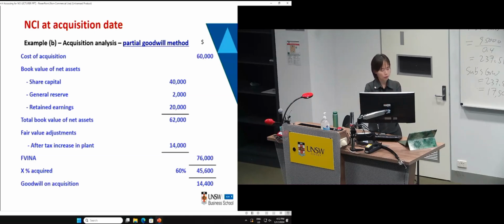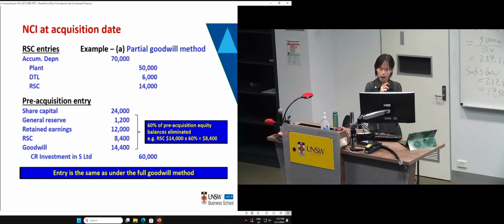Now this is our acquisition analysis. So any question, let me know. Now moving on to our worksheet entries. You can see the RSA entry is the same, right? The RSA entry won't be affected by the existence of NCI, and also won't be affected by the choice of the goodwill method. So all same as before, okay?